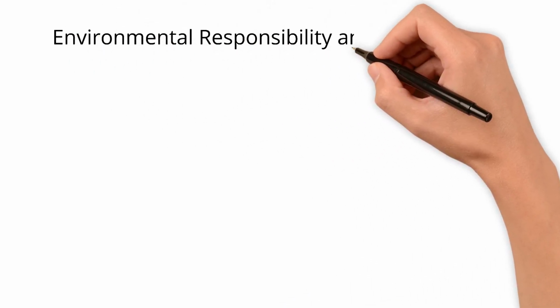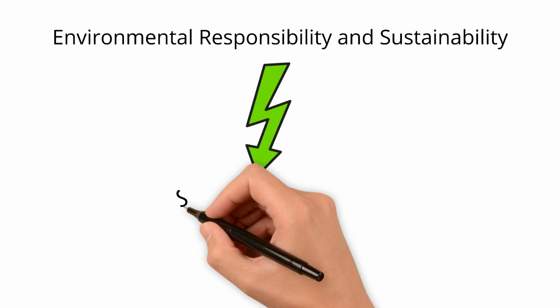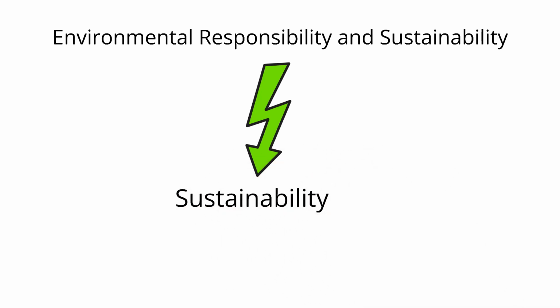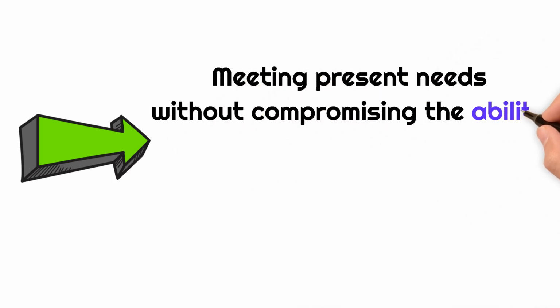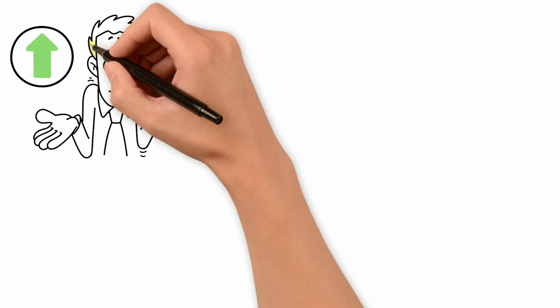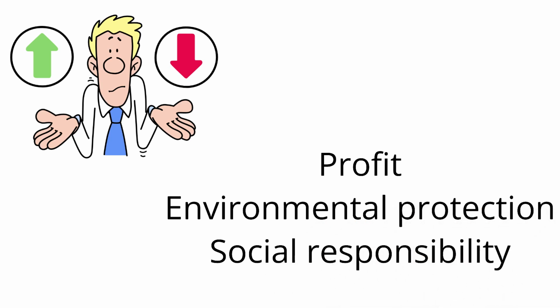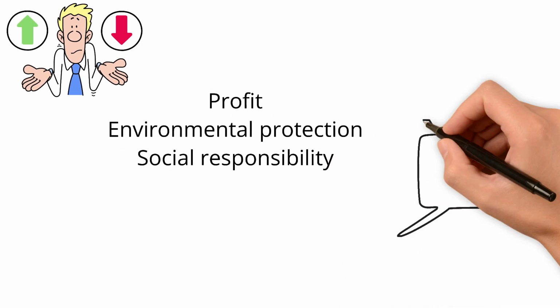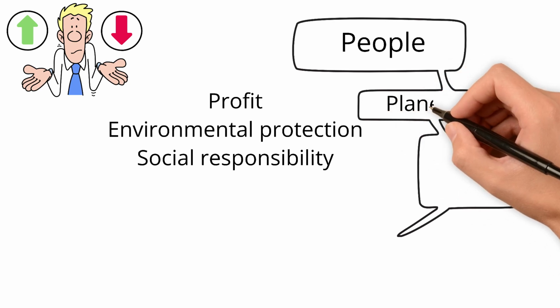Environmental responsibility and sustainability. Environmental responsibility is closely linked to sustainability. Sustainability means meeting present needs without compromising the ability of future generations to meet their own needs. A sustainable business balances profit, environmental protection, and social responsibility. This is sometimes referred to as the triple bottom line: people, planet, and profit.